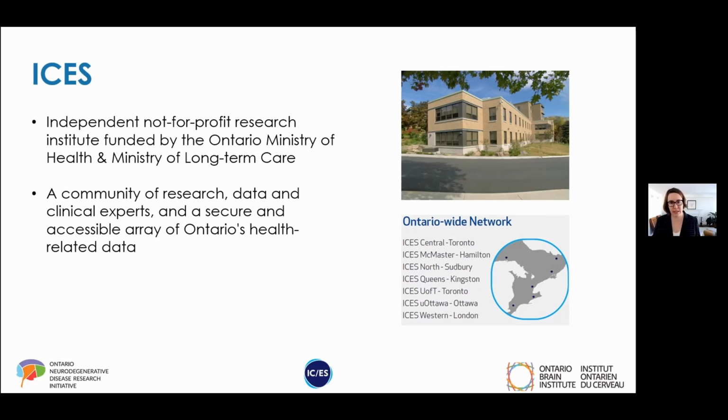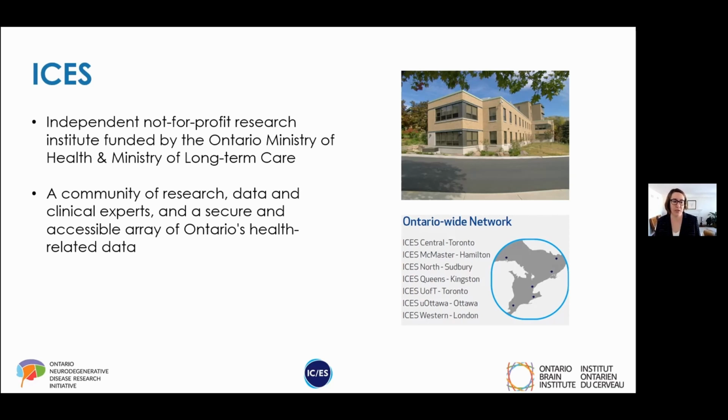Many other organizations have access to the data as well, sometimes in different forms. So the Ministry of Health itself uses the data for analyses. Many of you might have heard of the organization CIHI, which collects a lot of the emergency department and hospitalization data initially. So we're just one player in the system of who uses data.